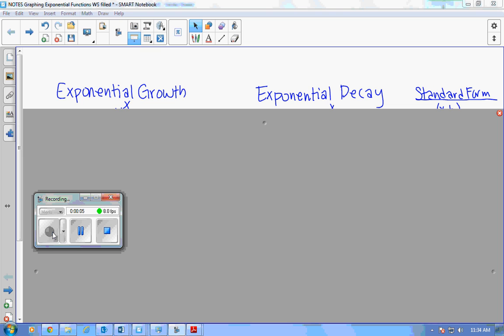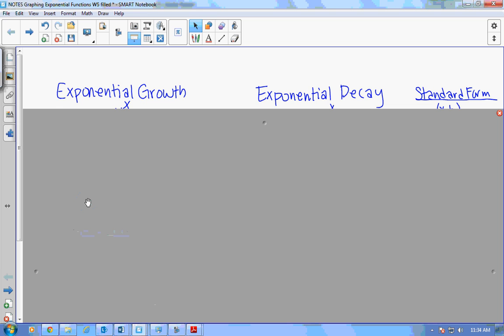On the very, very top, let's remind ourselves of the differences between our two types of exponentials. We have an exponential growth, we have an exponential decay. Just at the very top, we're going to do a couple little notes. Do you remember what the base looks like if we have an exponential growth?